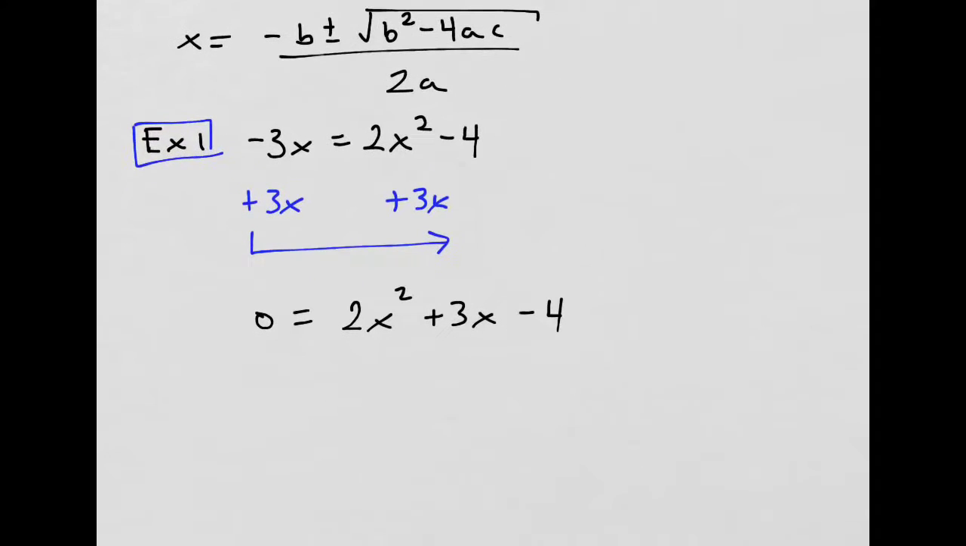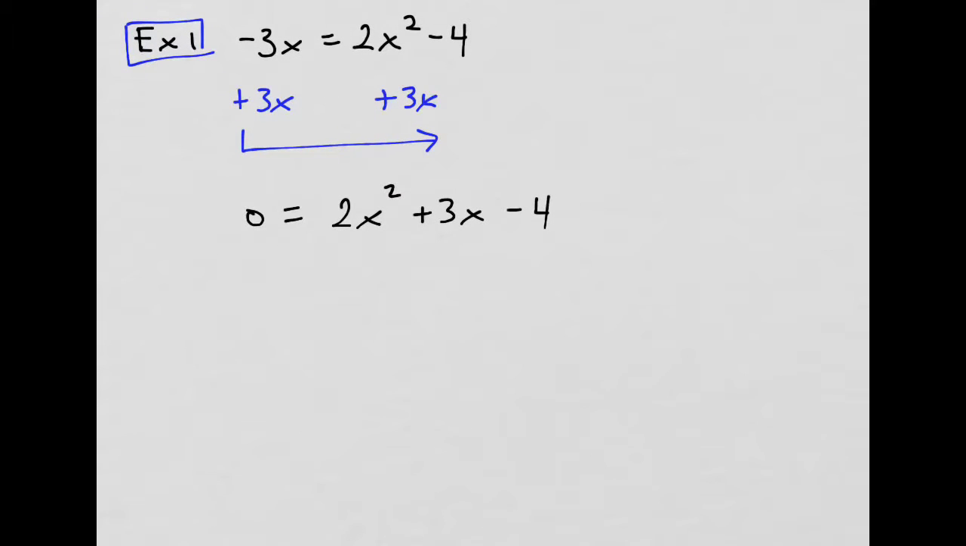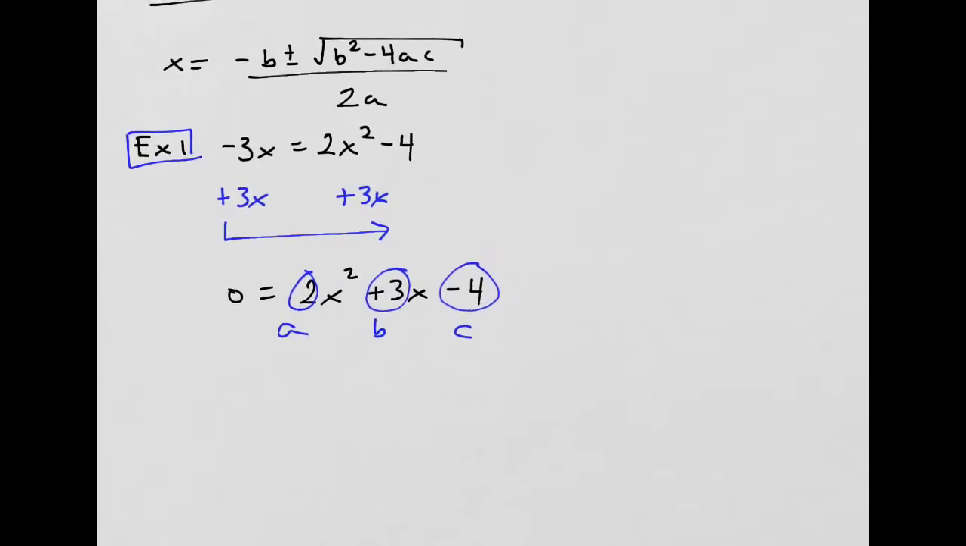So then we have to remember what is A, what is B, what is C. A is the coefficient of the x squared. So that's A. B is the coefficient of the x. So that's B. And C is the number. So notice I circled the plus, we include the signs. And then I use the quadratic formula.